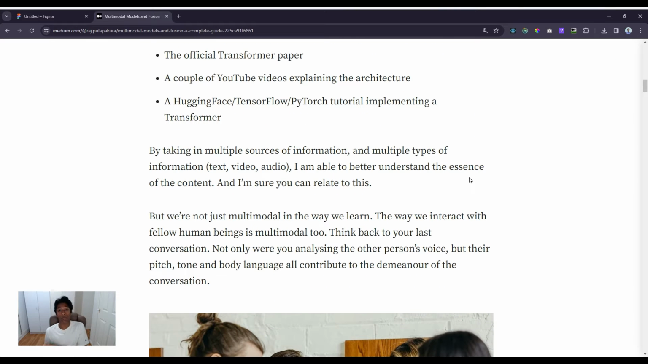By taking in multiple sources of information and multiple types of information, I'm able to better understand the essence of the content. And I'm sure you can relate to this. But we're not just multimodal in the way we learn. The way we interact with others is multimodal too. Think back to your last conversation. Not only were you analyzing the other person's voice, but their pitch, tone, and body language all contribute to the demeanor of the conversation.